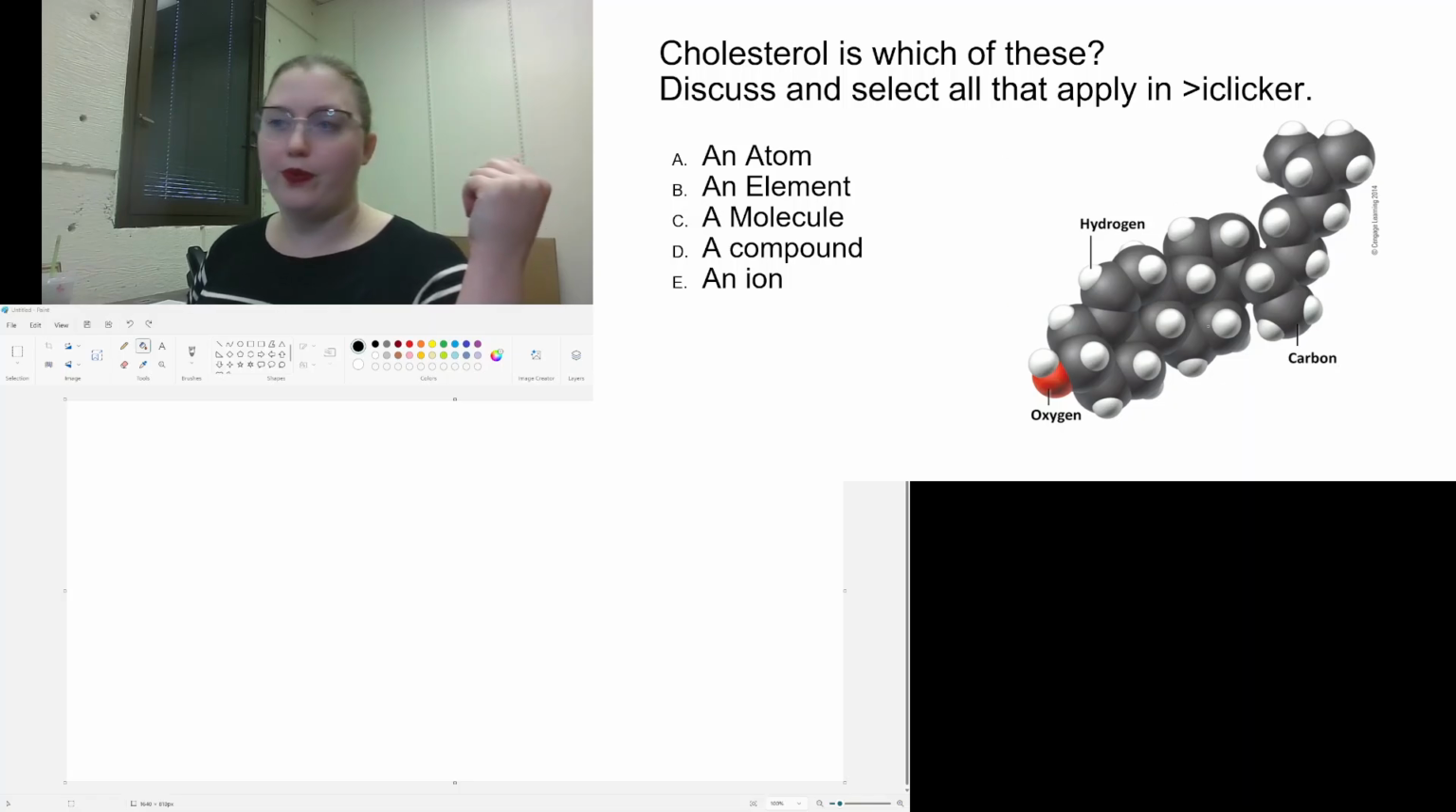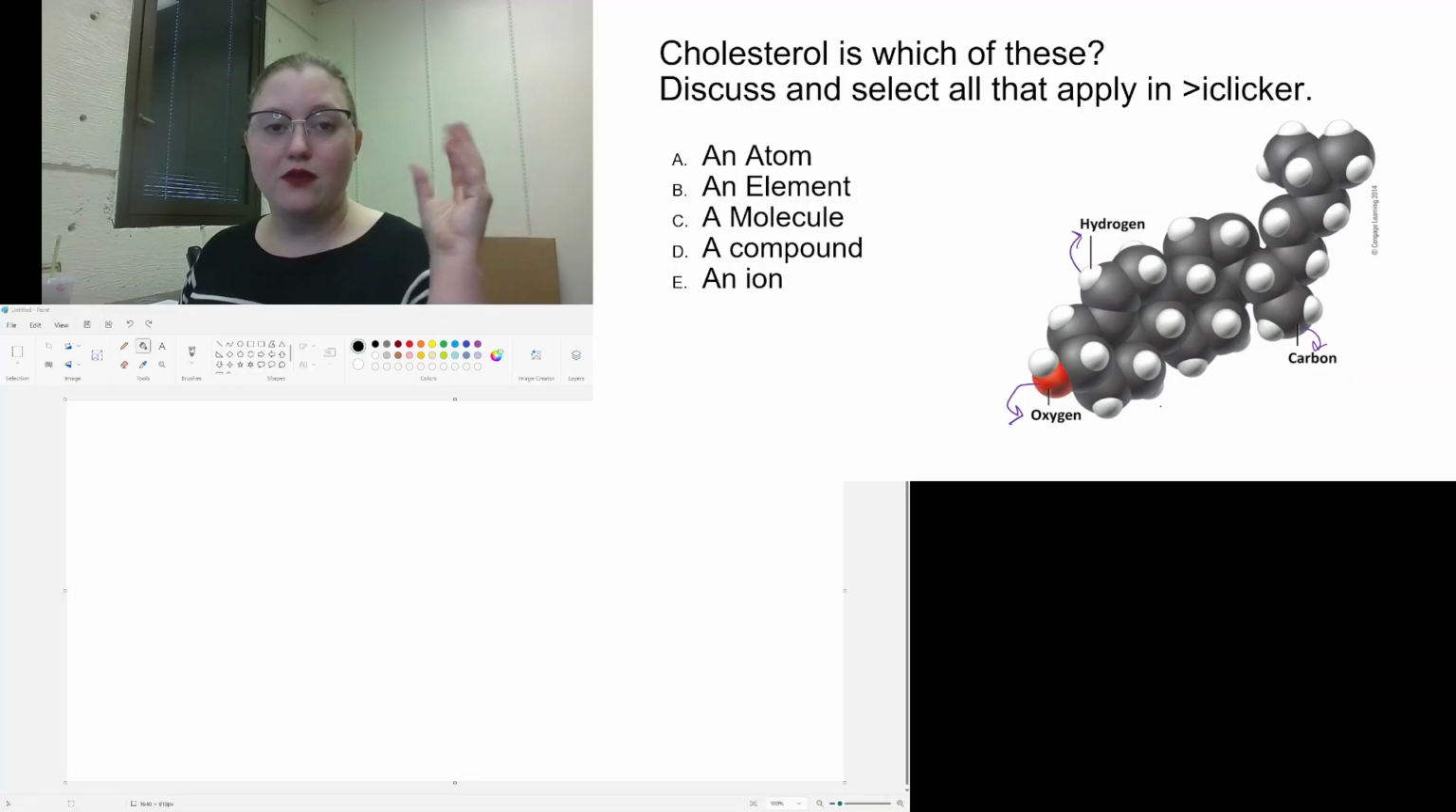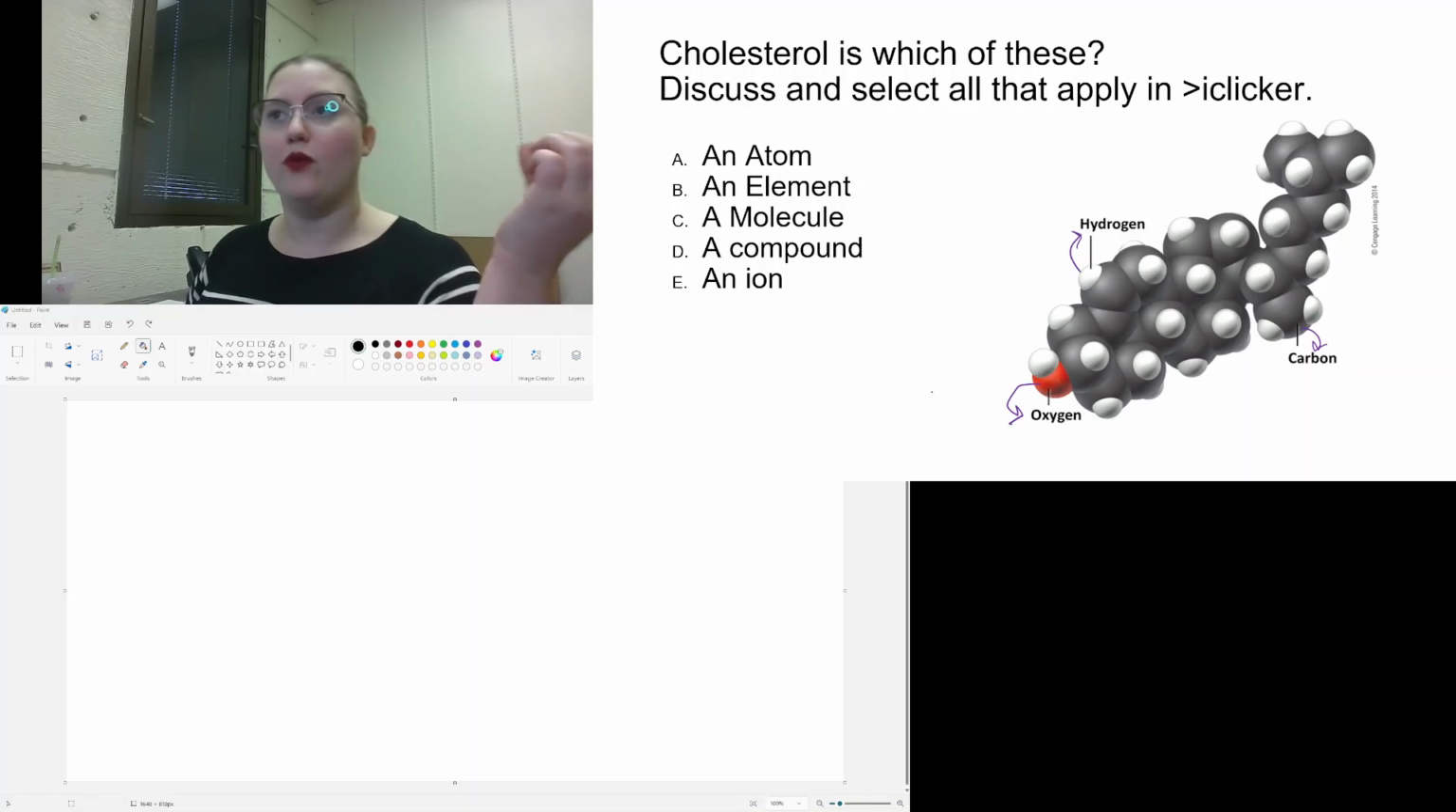Cholesterol is a group of bonded atoms. Each of these little spheres is an atom. The gray spheres are hydrogen atoms. The dark, close to black spheres are carbon, and the red sphere is oxygen. So it has more than two bonded atoms. So which one of these could it be?